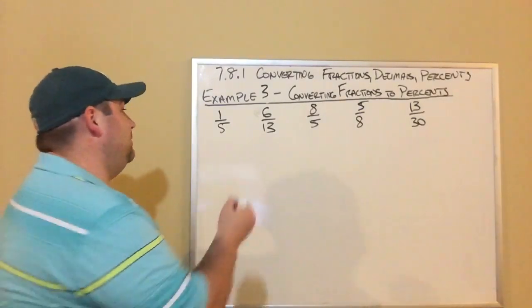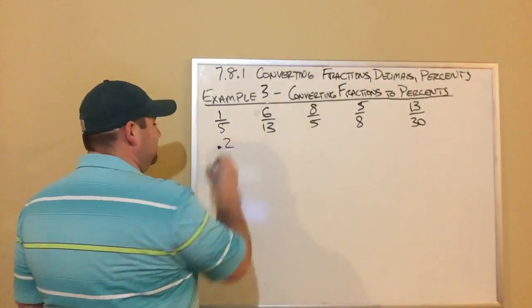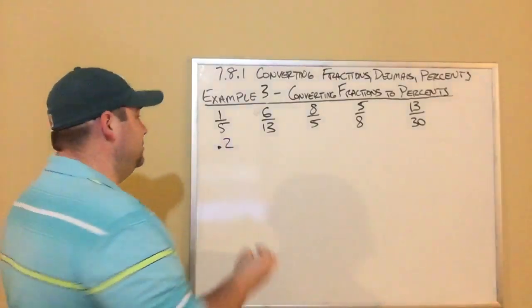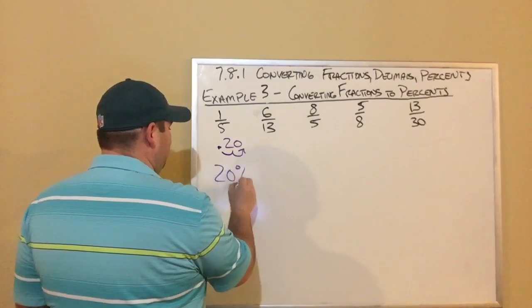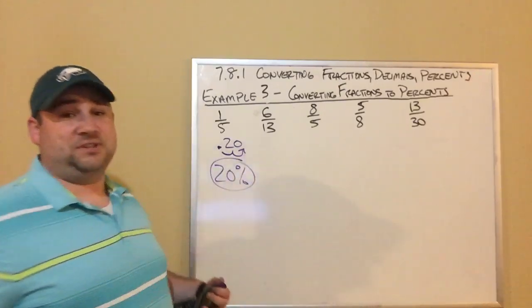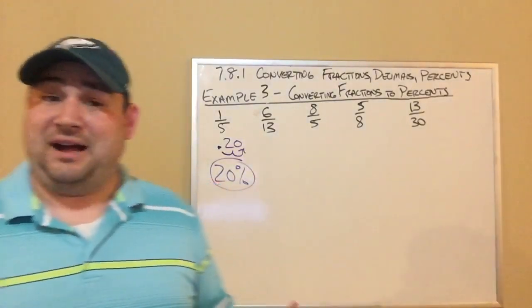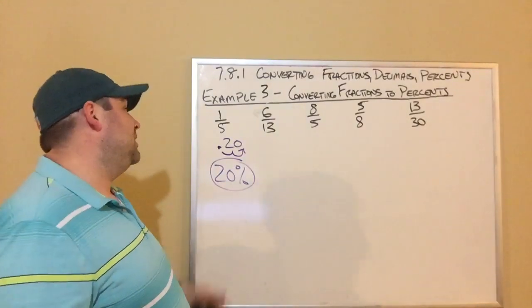I do that. I get 0.2. And then what you got to do is just move your decimal to the right 2 places. I move it to the right 2 places, and that is 20%. 1/5, 20%. Think about it. If you took a quiz, you got a 1 out of 5 on it, you'd get a 20%.